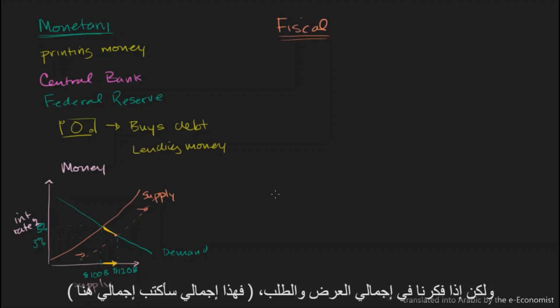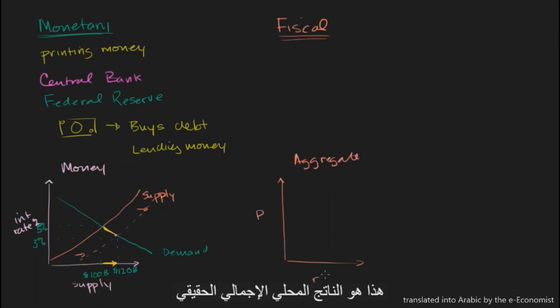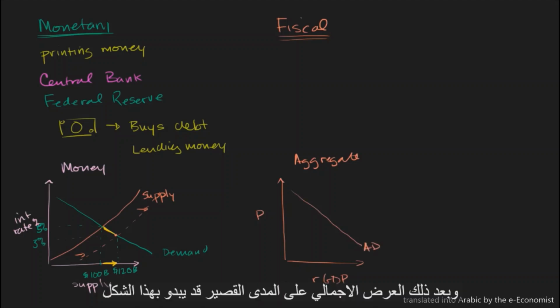But then if we think about aggregate supply and demand, so this is aggregate, let me write aggregate right over here. This is price. This is real GDP. This is our aggregate demand. And then our short run aggregate supply might look something like this. Aggregate supply in the short run.